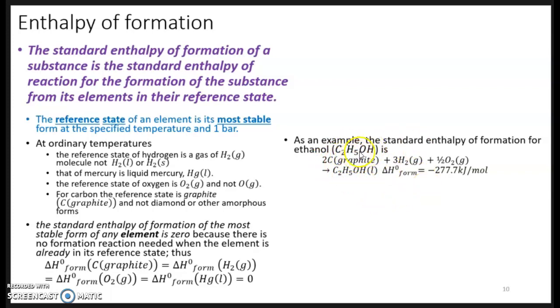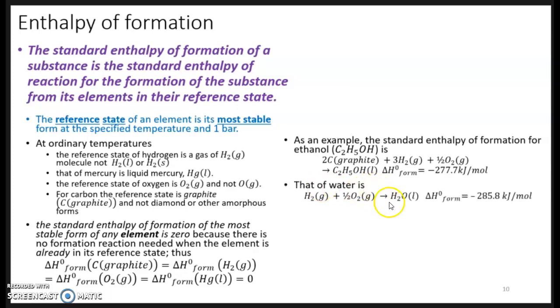Hydrogen, there are 1, 2, 3, 4, 5, 6 atoms of hydrogen in ethanol. So we have H2, and to make it up to 6, we multiply it by 3. Oxygen, we have just 1 atom of oxygen. So oxygen in its reference state is O2, and we have it as half O2 to make it 1. So this is the standard enthalpy for this reaction. So ethanol is now being formed from its reference elements. The standard enthalpy for this reaction is now the delta H of formation. That's the enthalpy change of formation of ethanol.